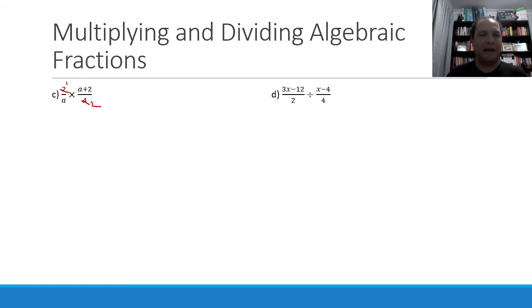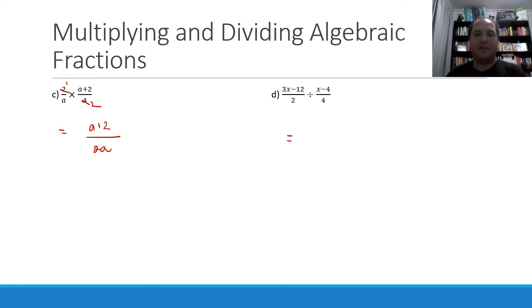And then we can just apply our normal multiplication rules. Multiplying our numerator, 1 times a plus 2 is just a plus 2, divided by a times 2 will just be 2a. And that's how we multiply those algebraic fractions there. Make sure we factorize, try and cancel out any common factors, and then just apply our usual methods of multiplying fractions. All right, in our last example, this time we've got division.